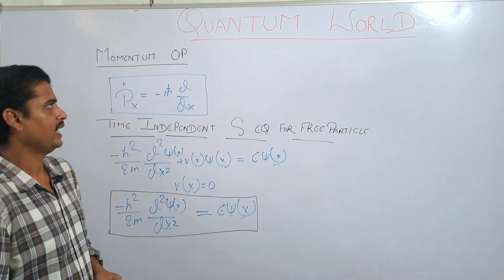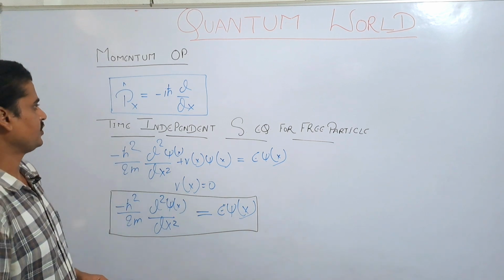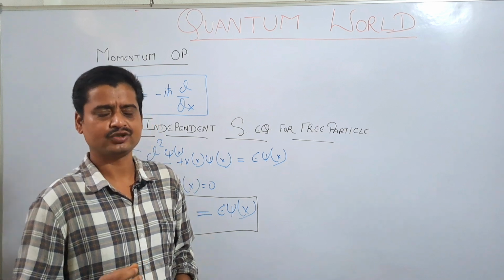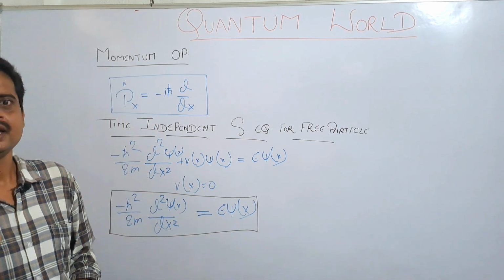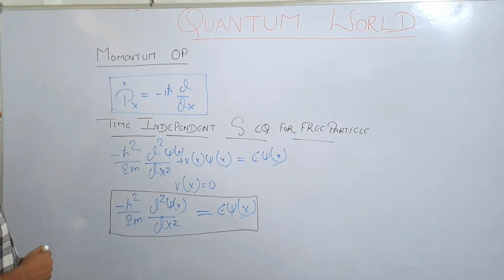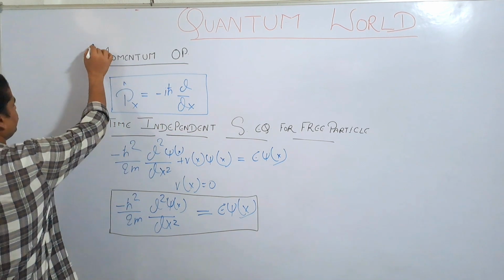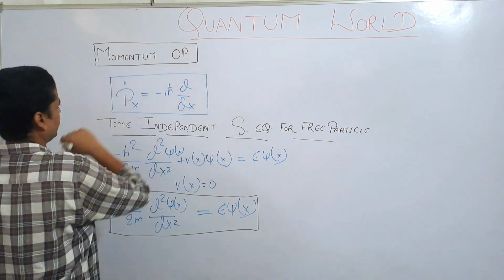Today we will learn about the Schrödinger wave equation and how to solve the Schrödinger wave equation in the case of a particle in a potential well. First of all, we should know about the momentum operator.